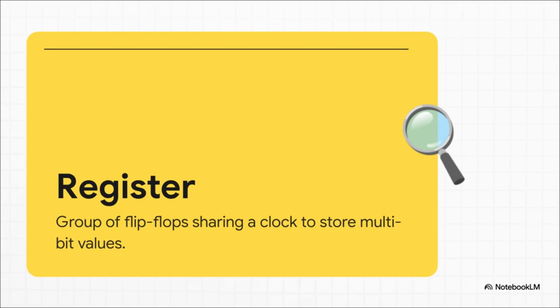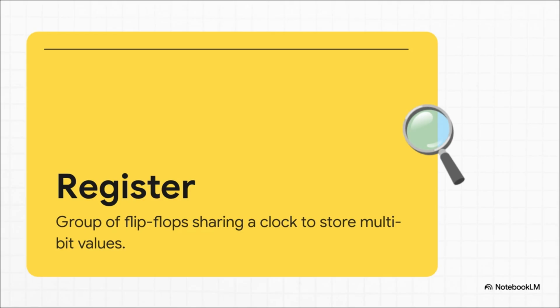We already know a single flip-flop stores just one tiny bit of data, right? A 0 or a 1. But a computer needs to store whole numbers, text, instructions, the whole shebang. Enter the register. A register is simply a whole squad of flip-flops working together, listening to the exact same clock pulse to store multi-bit values all at once.